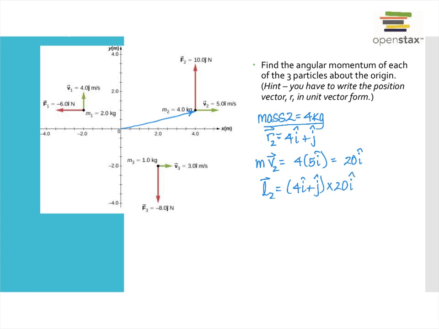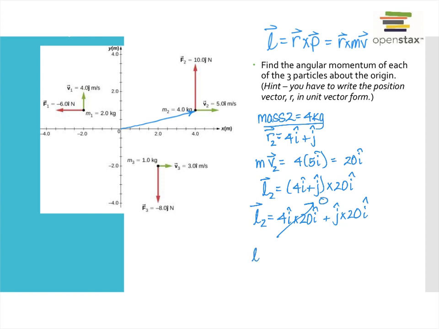So again, we're just using the definition of angular momentum, where it's r cross p or r cross mv, whatever makes you more comfortable to think about it. All right, so this, we could break it down, doing the distributive property, 4i cross 20i plus j cross 20i. This first term goes to 0 because you have i cross i, and when you cross a vector with itself, you get 0. And then we have j cross i.